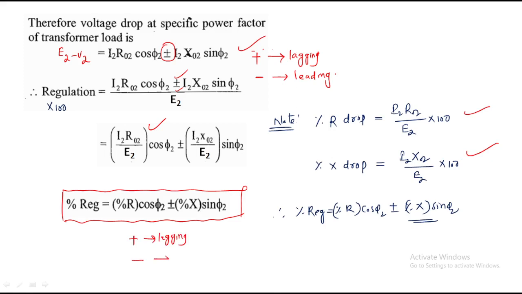For lagging power factor, you can use the plus sign. When it is leading power factor, you can use the negative sign. Then tell me, on which side are we going to get maximum voltage regulation and on which side are we going to get minimum voltage regulation?